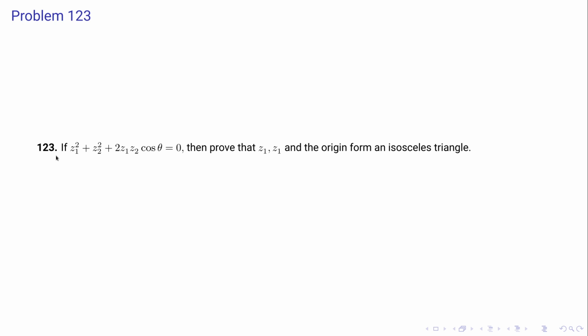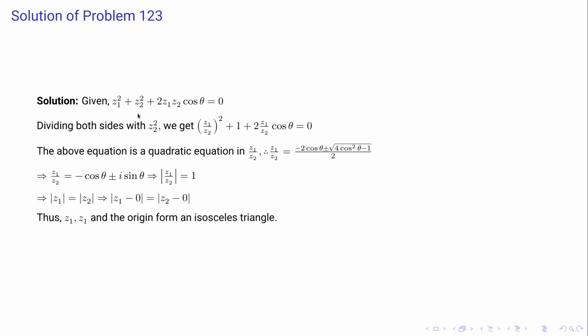Problem 123 says that if Z1 square plus Z2 square plus 2Z1 Z2 cos theta is equal to 0, then prove that Z1, Z2, this should be Z2, and the origin form an isosceles triangle. So we are given that Z1 square plus Z2 square plus 2Z1 Z2 cos theta is equal to 0.